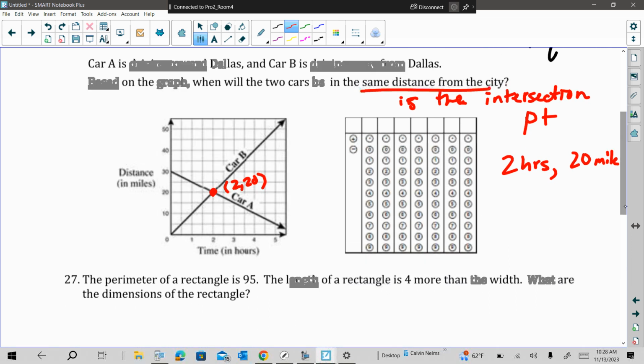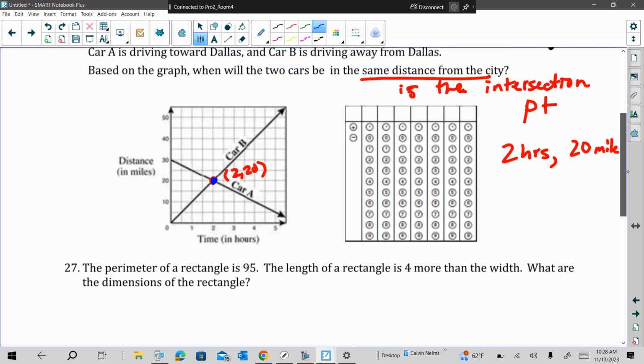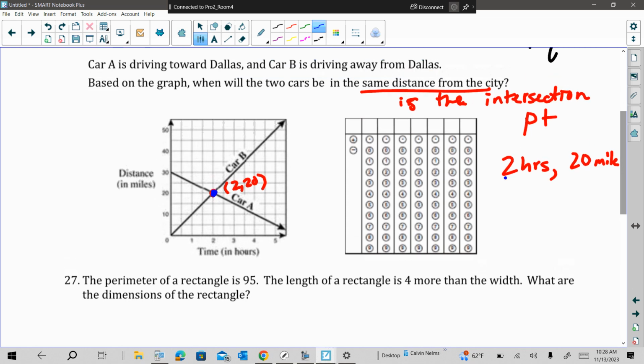So we don't have to do anything, because the graph gives me the solution. All I've got to do is read the graph and see where they intersect. So since they asked when does that happen, it happens at 2 hours.